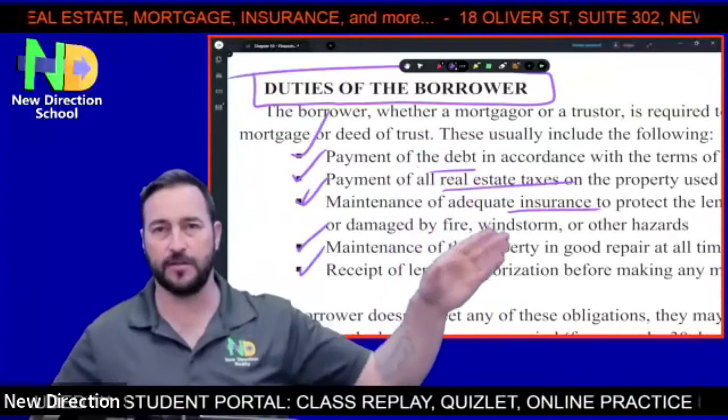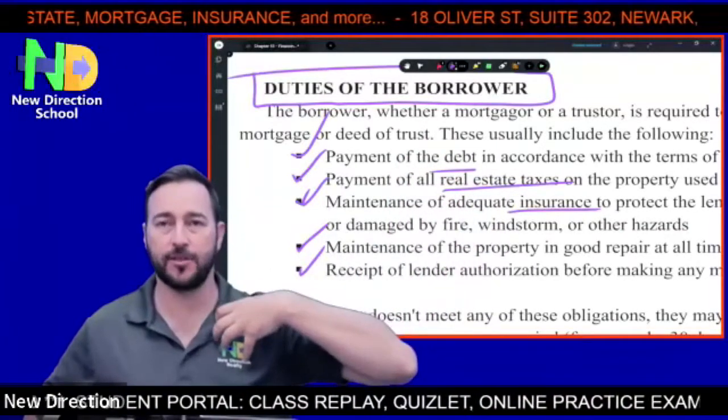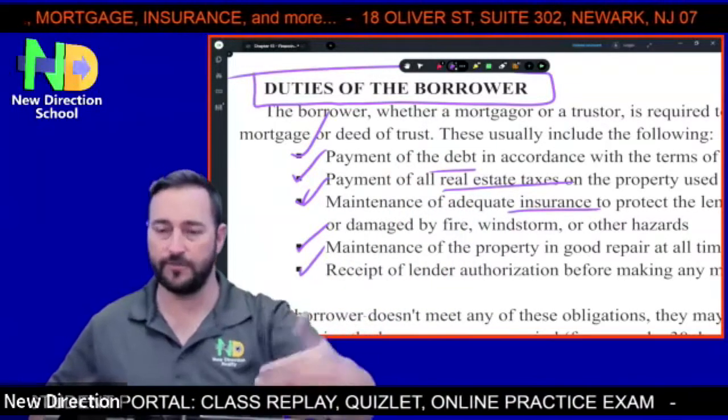All these duties here are to protect the lender in the event of any of the defaults.